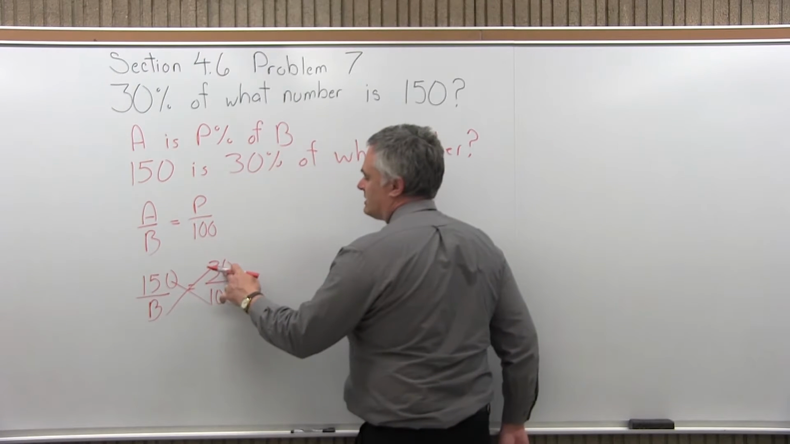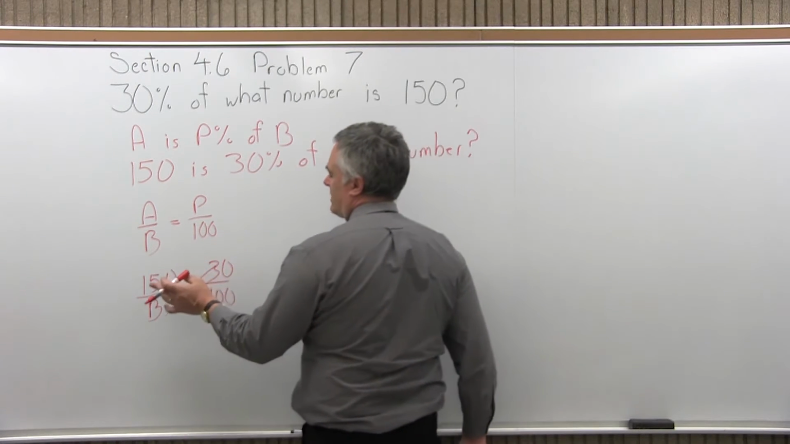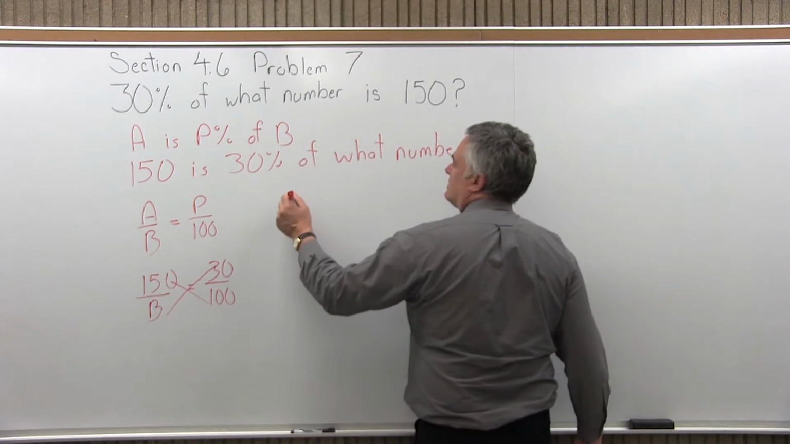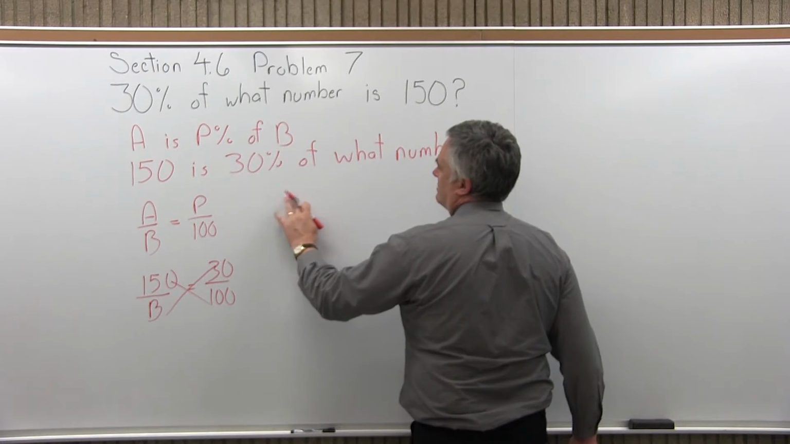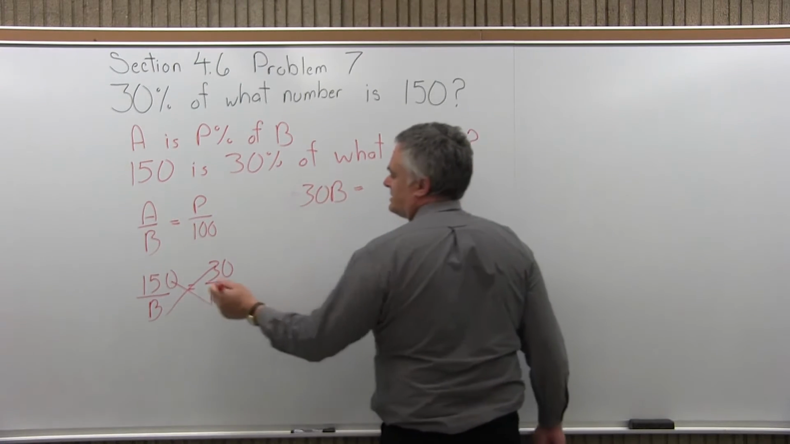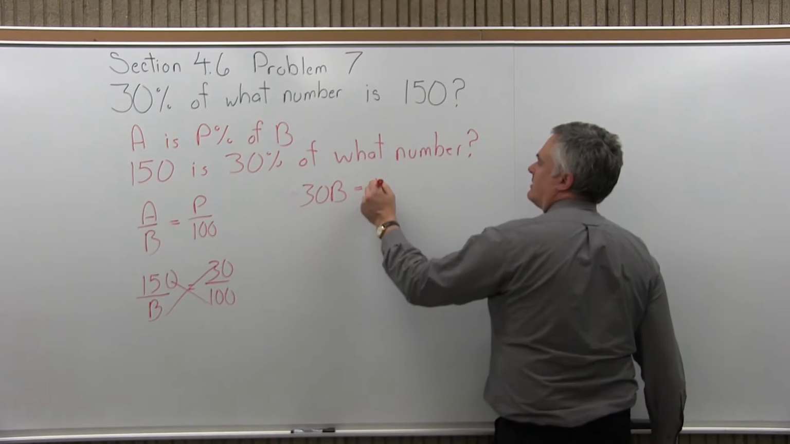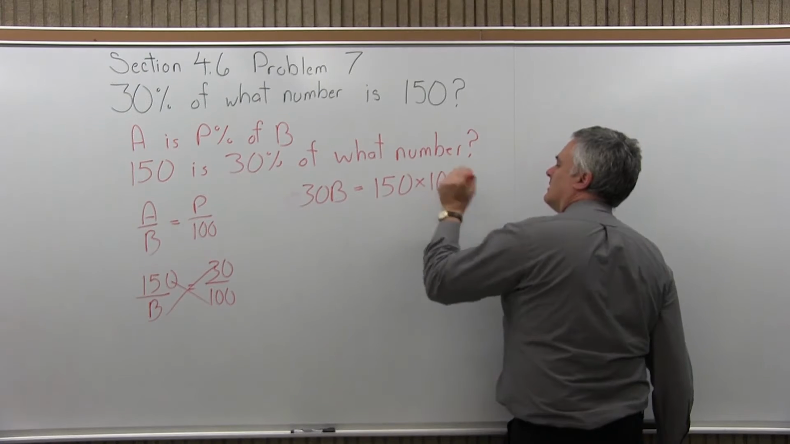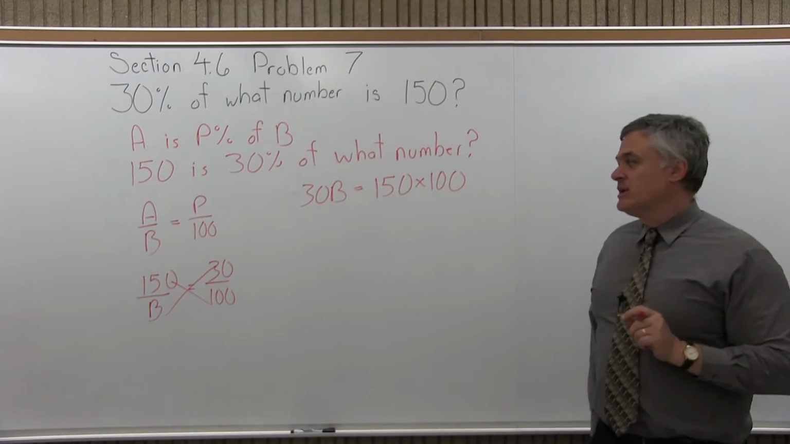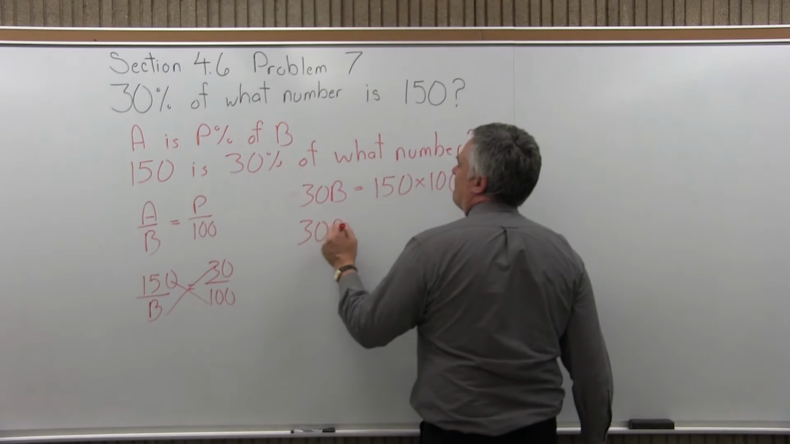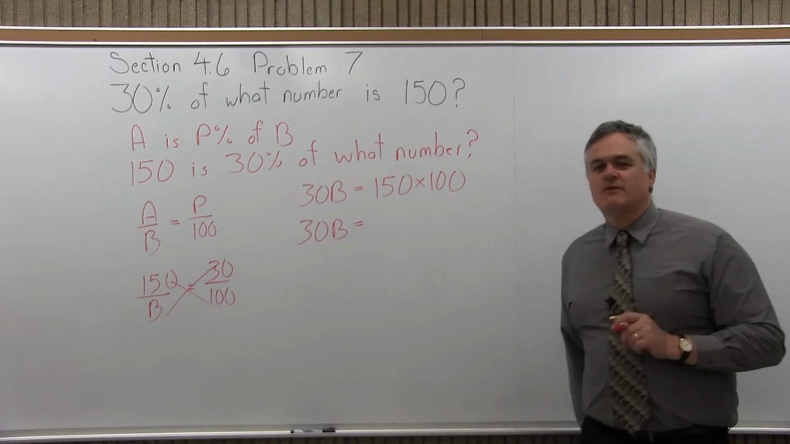Again, you can reduce this if you want to, or you don't have to. It'll come out to the same answer either way. So B times 30 is, we can just write 30B, or B30. It's the same. Equals, the other way, 150 times 100. So that's our equation.